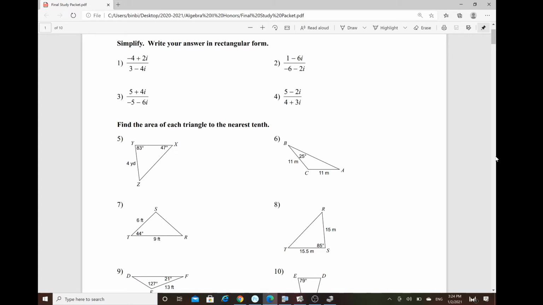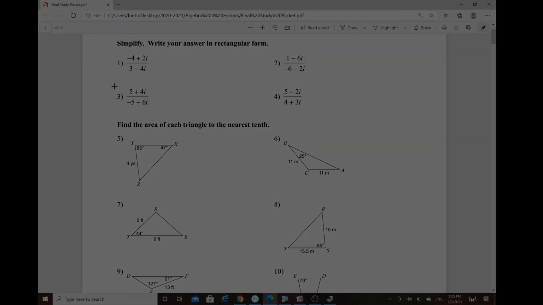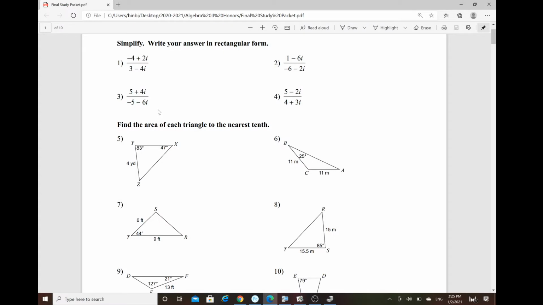The first set of problems is about simplifying, rationalizing the imaginary number. If you see anything with the i down in the denominator, we know that i is considered the square root of -1. Number 3 looks like a little bit difficult. Let me snip this one and put it into a new slide so I can get more space to show all the work. Number 3: we have (5 plus 4i) over (-5 minus 6i). Let me open up the ActiveInspire.